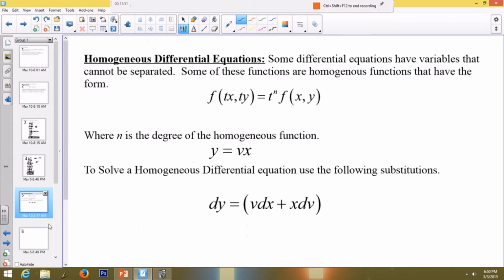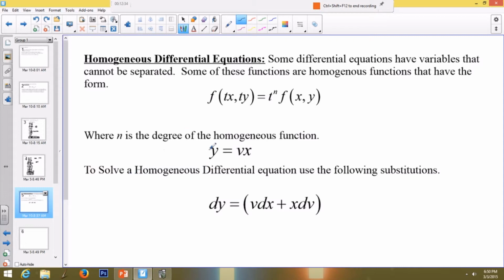Moving on. We're going to talk about homogeneous differential equations. Some differential equations have variables that cannot be separated, so you can't do what we just did. And some of these functions are homogeneous functions that have the form, if you have some f of tx comma ty, so it's a function in x and y, then you can separate out those t's from both of them and get that original function without the t's. Now, if you can do that, we have a homogeneous differential equation where n is the degree of that homogeneous function. And then what we're going to do to solve it is we're going to use the following substitutions.